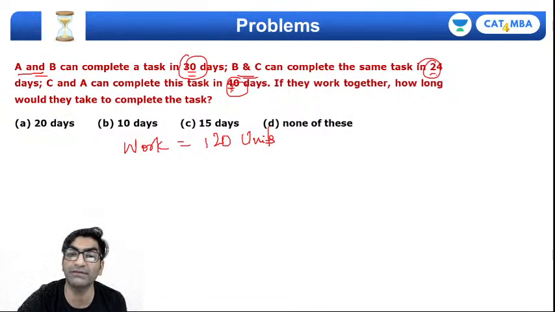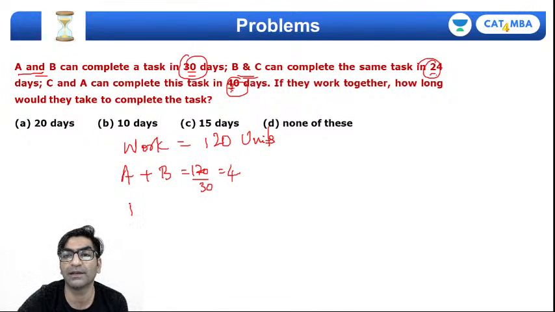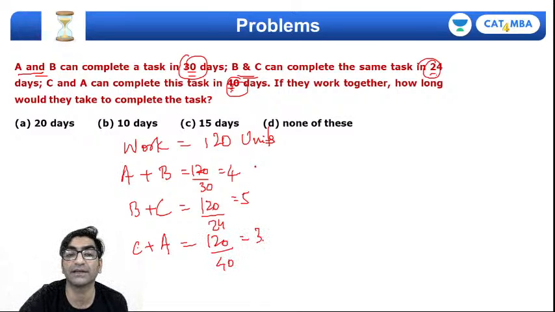And instead of individual rates, I'll get group rates for these 3 groups, right? और group rate combined rate ही होगा. तो A plus B आएगा 120 by 30, that's 4, है ना? Similarly B plus C आएगा 120 by 24, that's 5, and C plus A will come out to be 120 divided by 40, that's 3 units a day, right? So 5, 4 and 3.